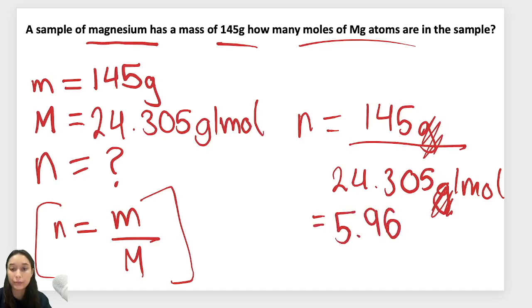5.96 moles. Always remember to put the units and make sure that it matches up with what the question is asking for, and then again check your equation to make sure that you would end up with moles, which you would because your grams would cross out, only leaving you the unit of moles. So our answer for this, in a sample of magnesium with 145 grams, you would have 5.96 moles.